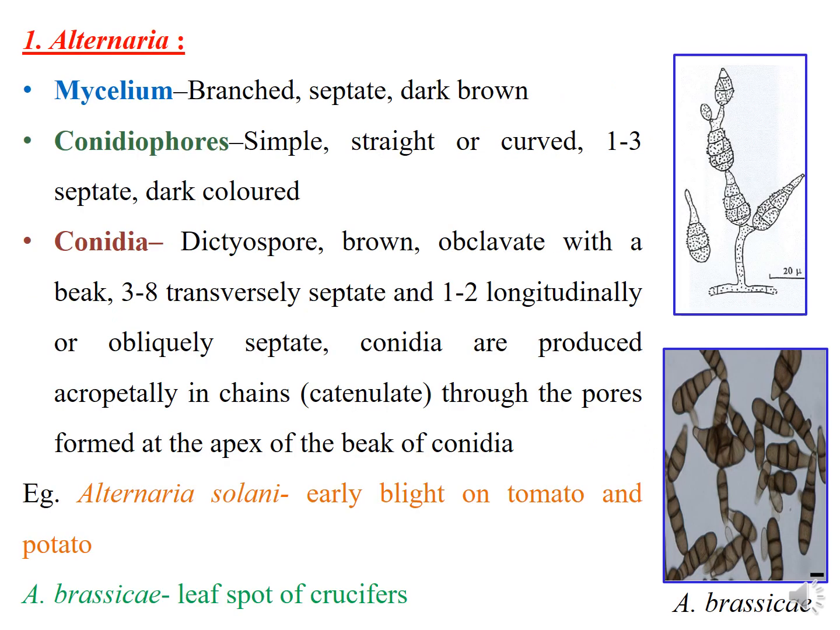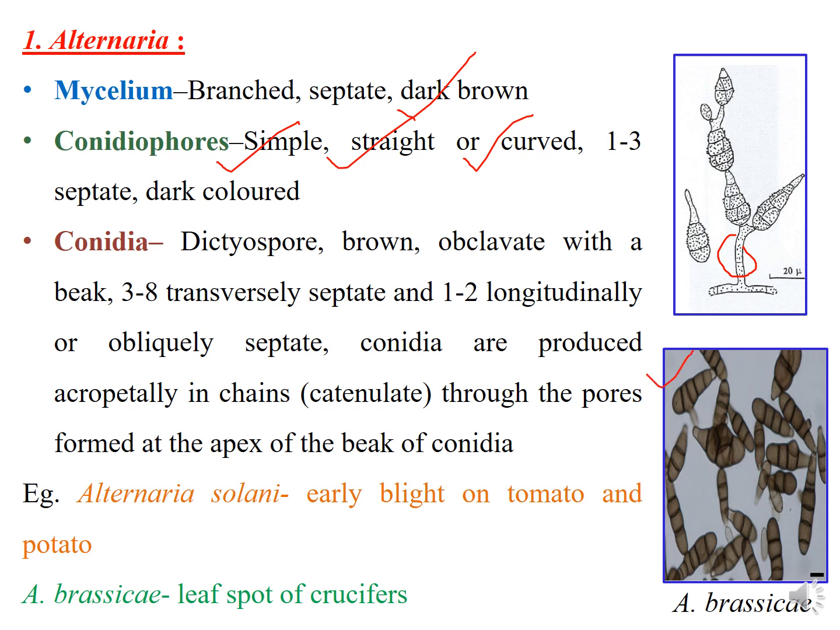Coming to the first one, Alternaria. Alternaria is also very famous because it causes very severe diseases in many crops. Coming to the mycelium, in Deuteromycotina we see only branched and septate mycelium. Here one specific feature is that it is dark brown in nature. And coming to the conidiophores, they are simple, straight or curved. Here you can see the conidiophore with 1, 2, 3 septa, dark in color. And the conidia are dictyospores, and here you can see the brown color.